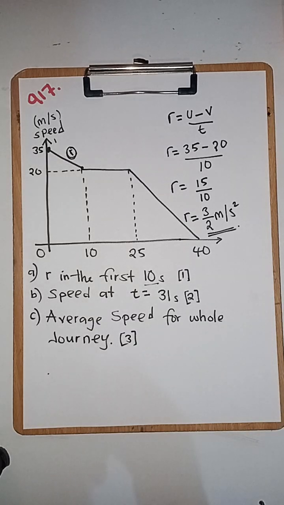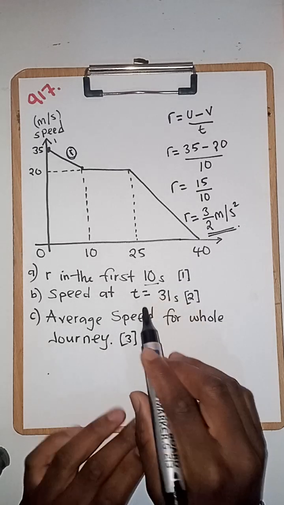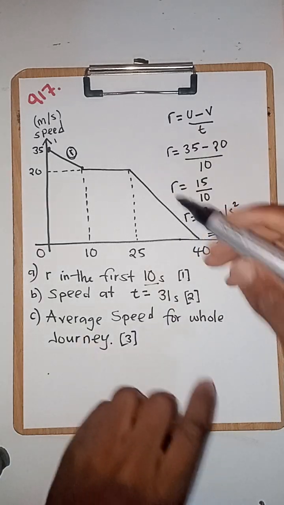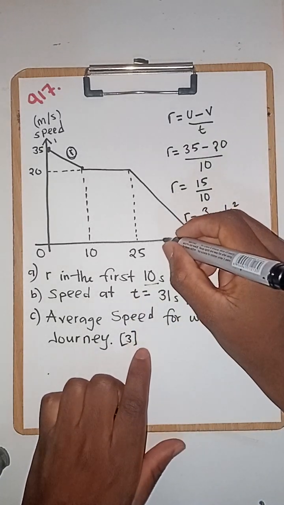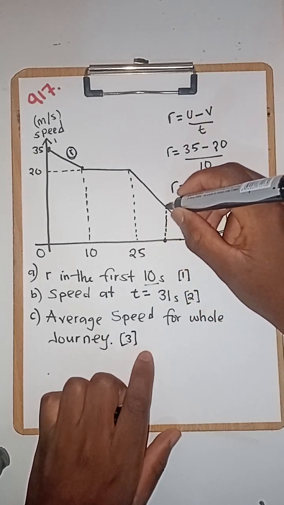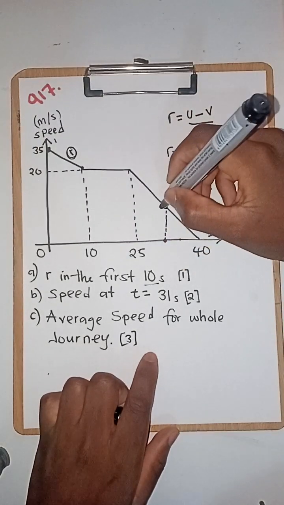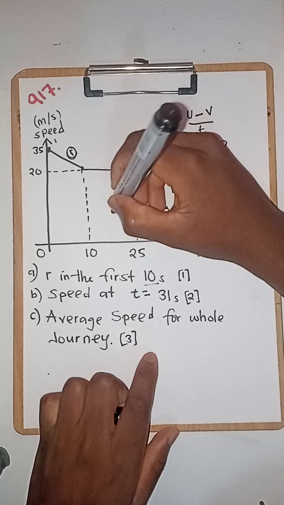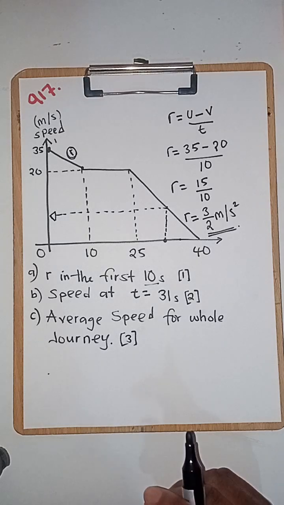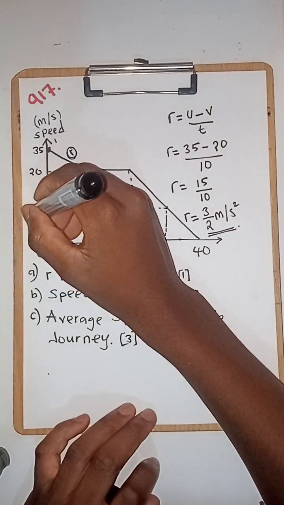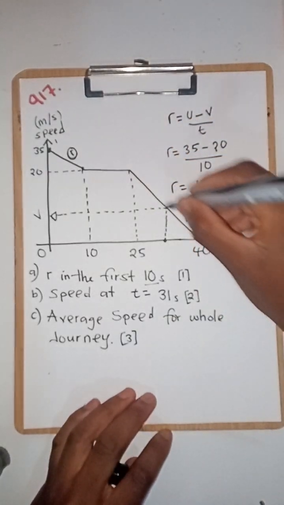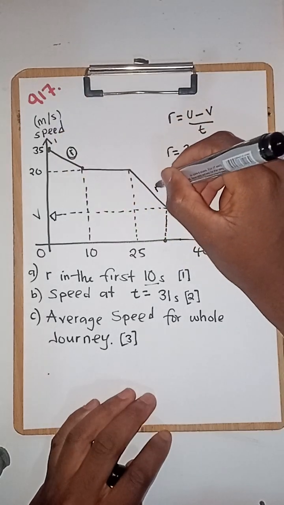Okay, so that is our first answer, which is just 1 mark. Okay, B says we need to find the speed at t. Now this t is equals to 31 seconds. So 31 is in between 25 and 40, so it can be somewhere here. So we are going to go up and then hit this point, and now go to speed. So now this right here is the speed you're looking for. Let's name it V.